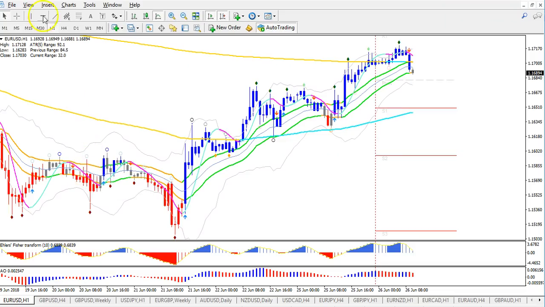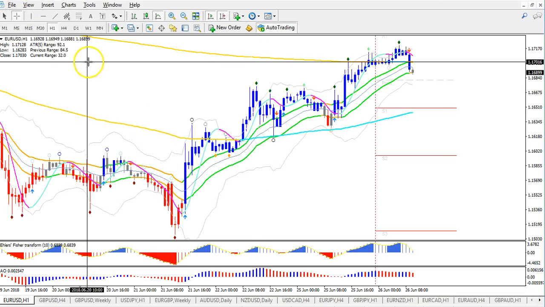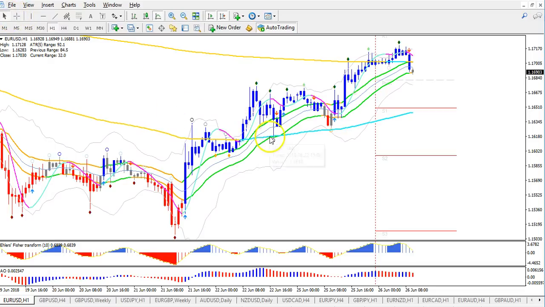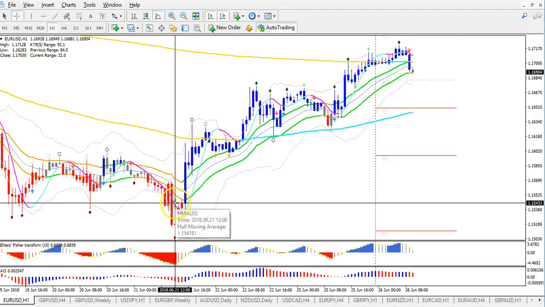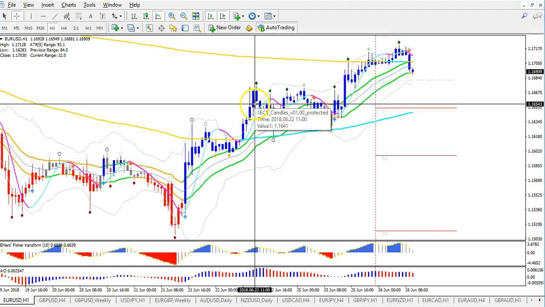Alright, let's start with the euro dollar 1 hour chart. Yesterday I was leaning towards a bullish continuation. I know that apparently a lot of traders were still bearish. I leaned towards a bullish continuation because of the momentum that we saw in the market, and I just want to show you the SWOT candle so you can see why I was expecting a continuation.